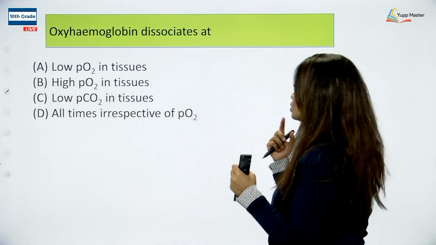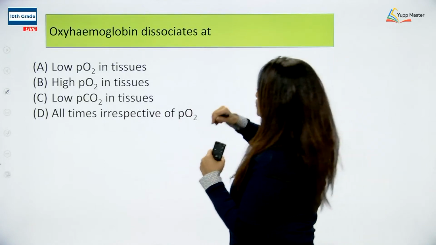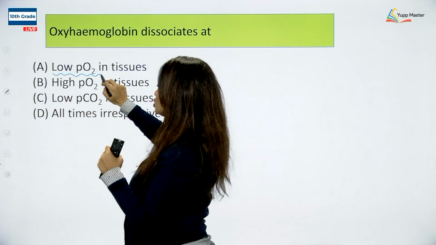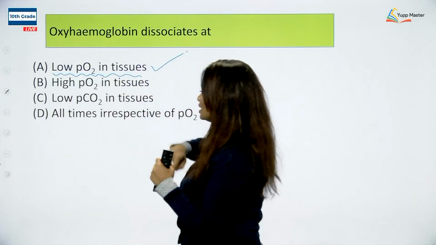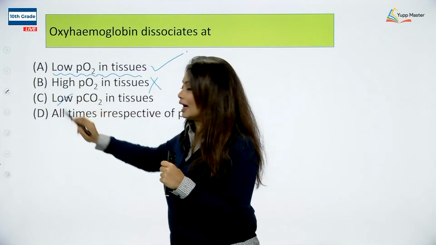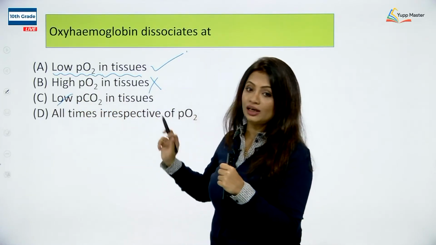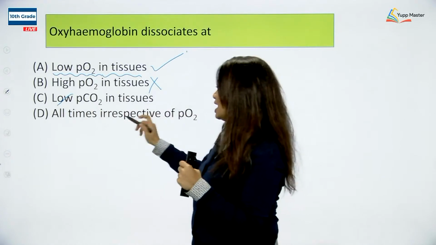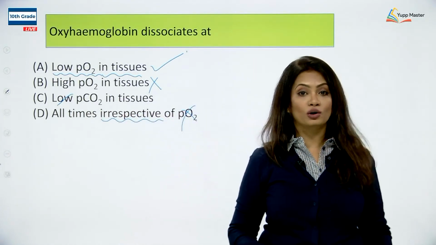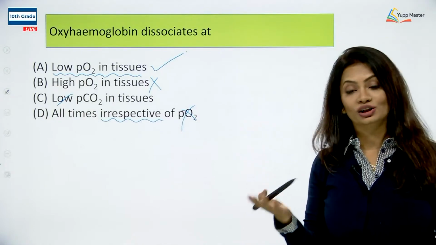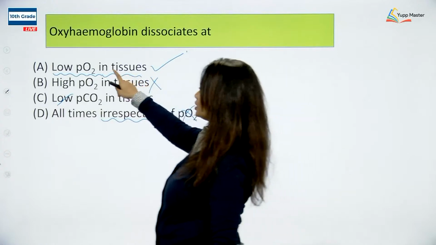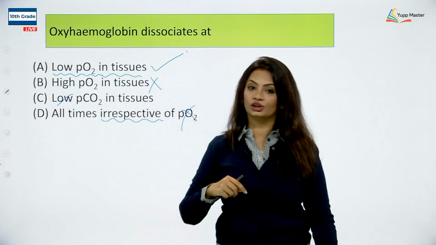Alright, so let's see what options are given to us over here. First, they have given us the very first option that we spoke about, low partial pressure of oxygen in the tissues, which is the correct answer. High would actually be wrong. If you're talking about carbon dioxide, it should have been high. It has to be with relation to oxygen present over there. So our correct option would be low partial pressure of oxygen in the tissues.